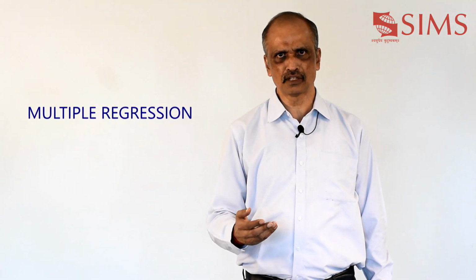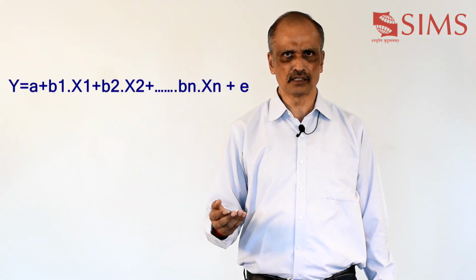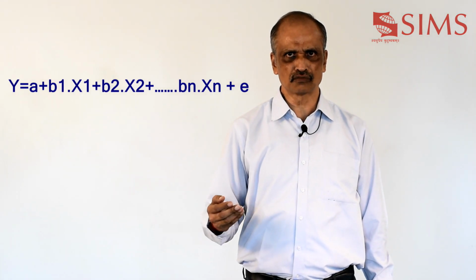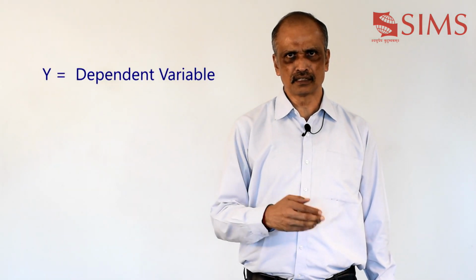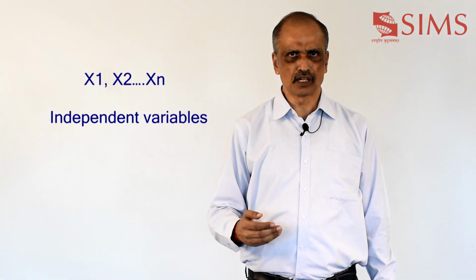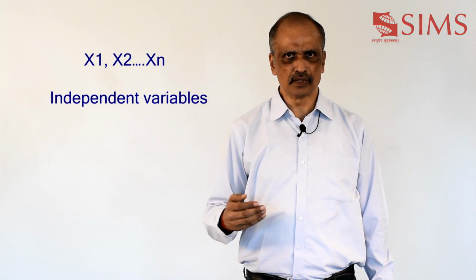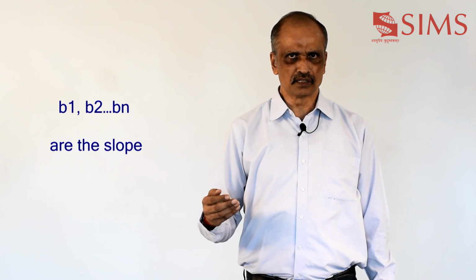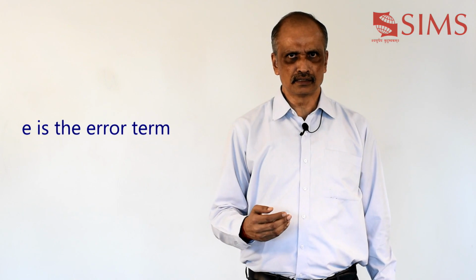So now we move to multiple regression. The difference between multiple regression and simple linear regression is that in multiple regression we have many independent variables, that is 2 or more than 2 independent variables, and 1 dependent variable. In multiple regression the equation is y is equal to a plus b1 x1 plus b2 x2 and so on till bn xn. Where y is the dependent variable, a is the constant or the y-intercept, x1, x2, x3 to xn are the independent variables, b1, b2, b3 are the slopes, and e is the error term.